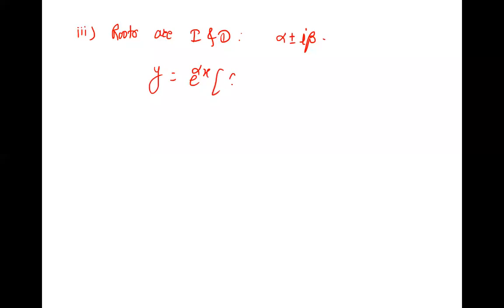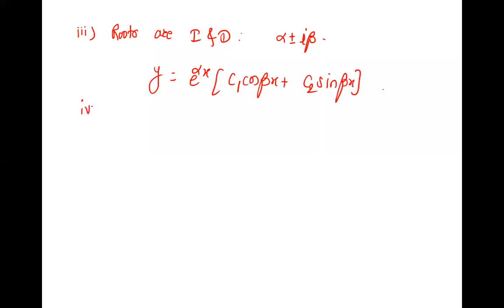Third type is imaginary and different roots. Means how is the form? Alpha plus minus i beta. Then how to write the solution? y is equal to e raised to alpha x in bracket C1 cos beta x plus C2 sin beta x.